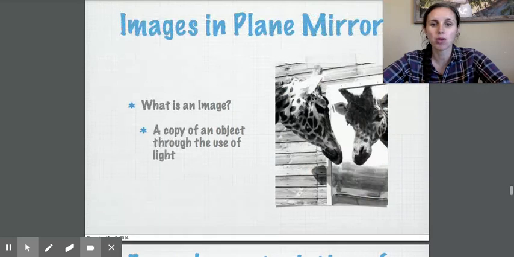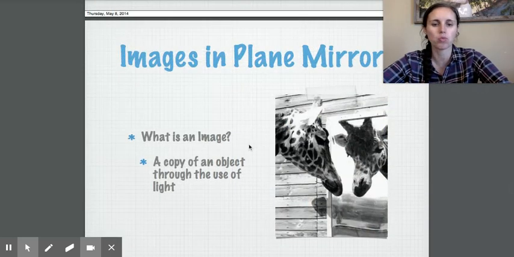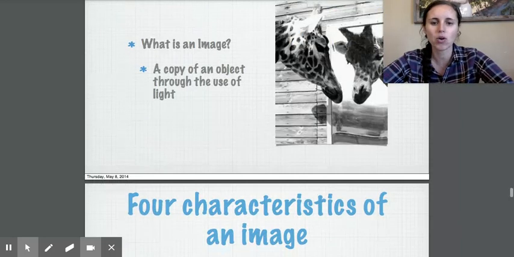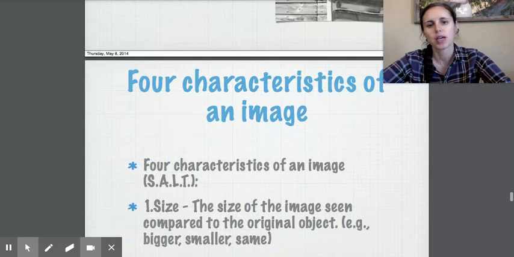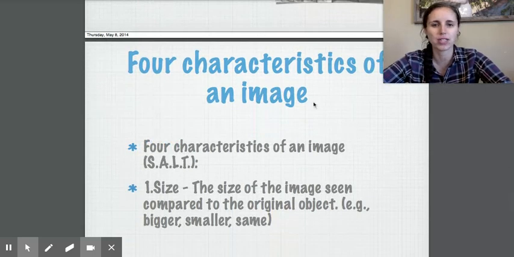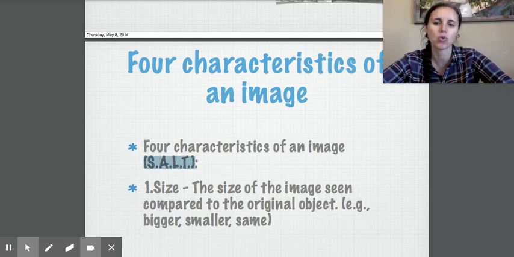Let's talk a little bit more about images. So I'm going to remind you what an image is. An image is a copy of an object through the use of light. We want to go ahead and describe an image. So we've come up with 4 characteristics of an image. These characteristics can be known as SALT. So we use the short form SALT to describe the characteristics of an image.